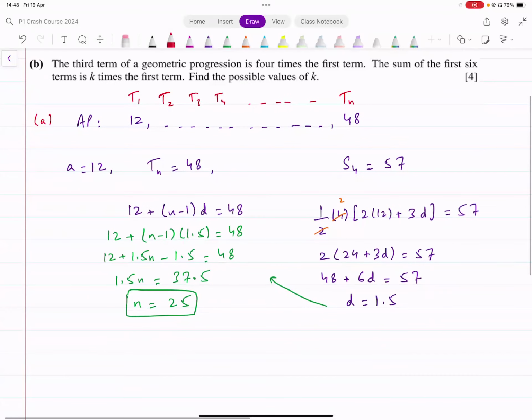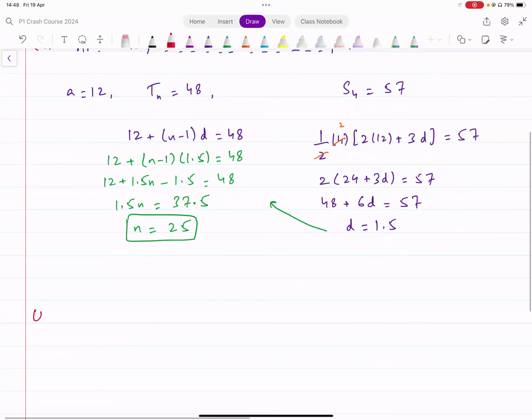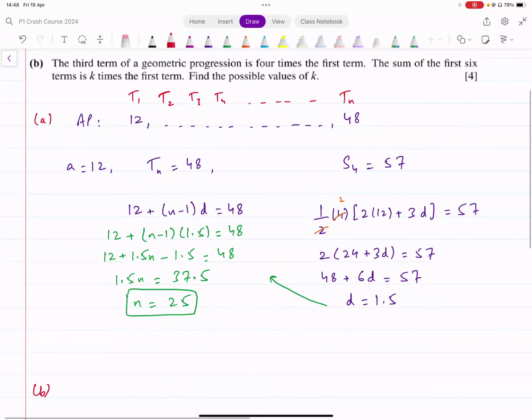Now it says the third term of a GP is 4 times the first term. The sum of the first 6 terms is k times the first term. Find the possible values of k. Now let's first translate this written statement in terms of its mathematical form. Let's see what the mathematical form of writing this thing would be.